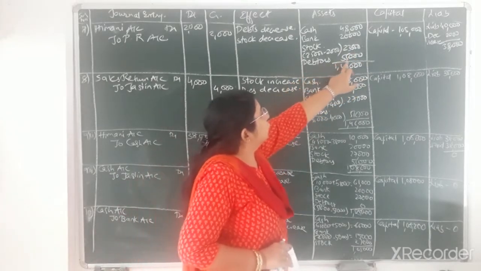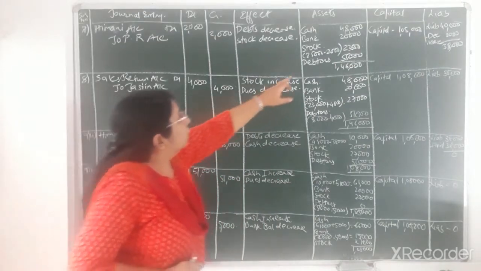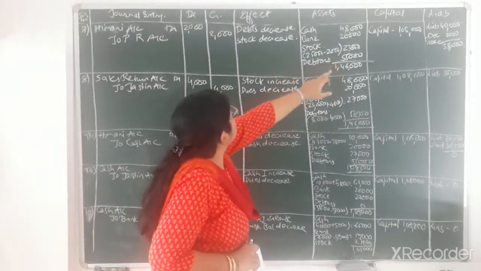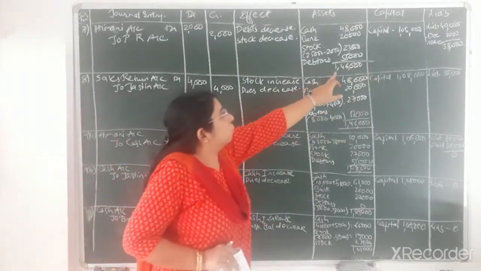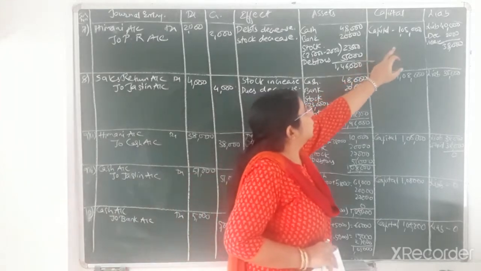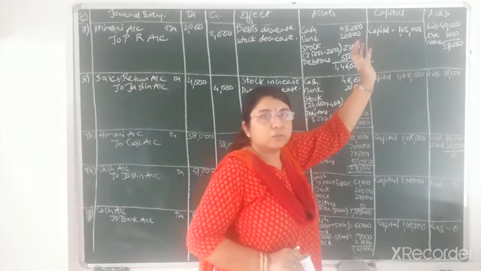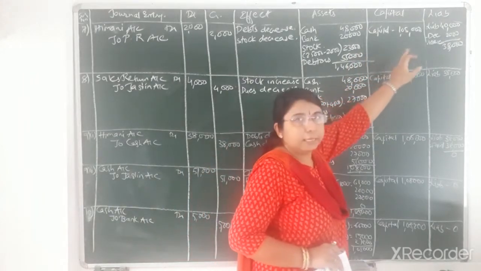Debtors are 55,000 as it is from the last transaction. So the total value of the assets would come to 1,46,000. Now in case of capital, there would be no change. So as per the last transaction, from the sixth transaction, the balance would be 1,08,000.